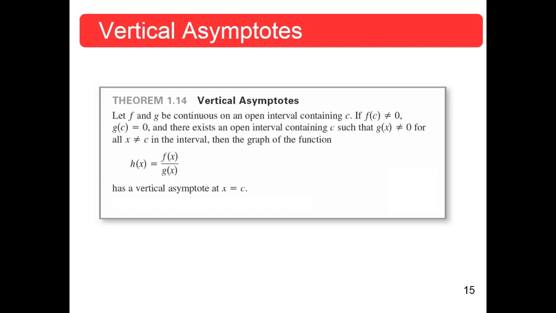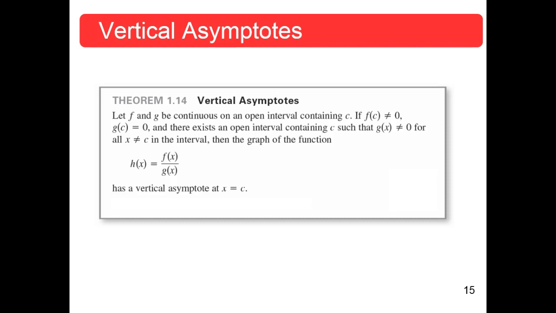So you can have an open interval containing c somewhere in between. You have values in between here where that g of x is not equal to 0, but at x equals c, it is equal to 0, for all c not equal to 0 on that interval.